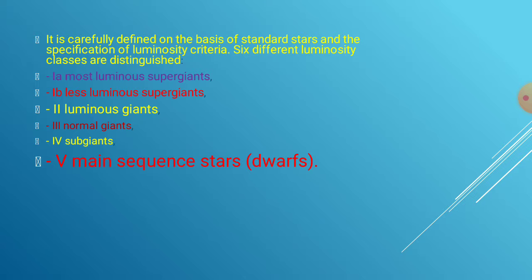First, Roman numeral I-A, most luminous supergiants. I-B, less luminous supergiants. Second, luminous giants. Third, normal giants. Fourth, subgiants. Fifth class, main sequence stars. So these are the classifications or groups made by Yerkes according to the luminosity of stars.